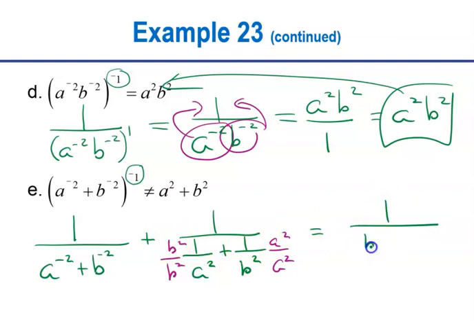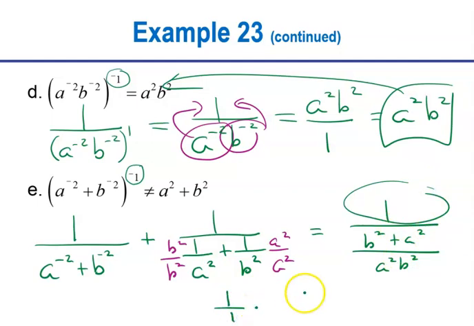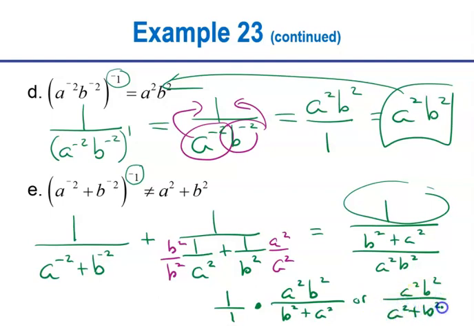This is going to give me b squared plus a squared over my denominator, which I could write as a squared b squared. Now we can, you're going to love this, keep, change, flip. So I'm going to keep my numerator as 1. I could write it as 1 over 1. I'm going to change my division, notice the dot, to multiplication, and then I could write this as a squared b squared over b squared plus a squared, or you could write it as a squared b squared over a squared plus b squared. Remember, the order we add in doesn't matter.